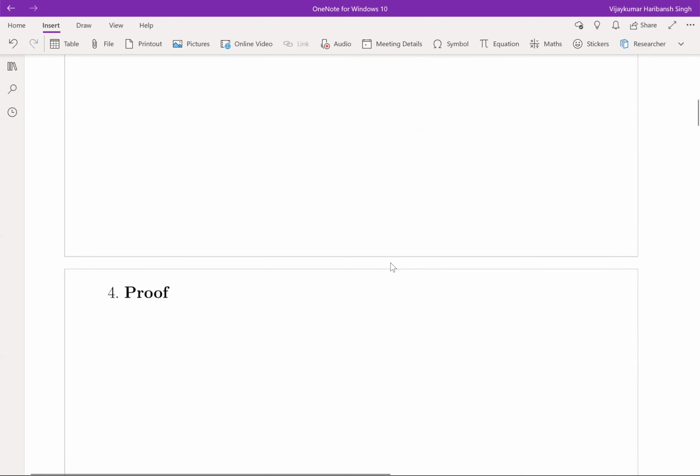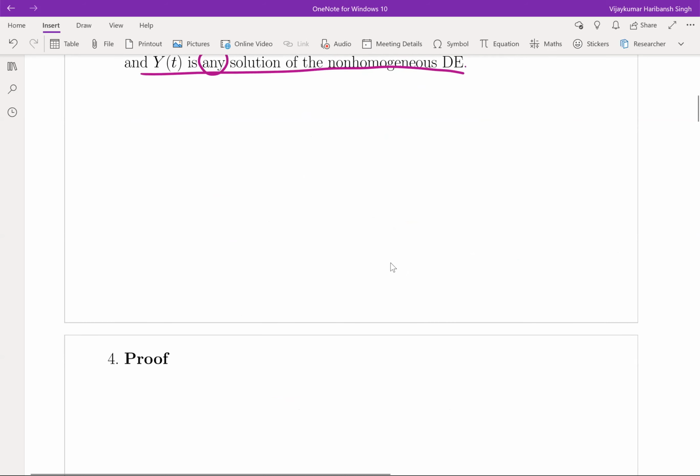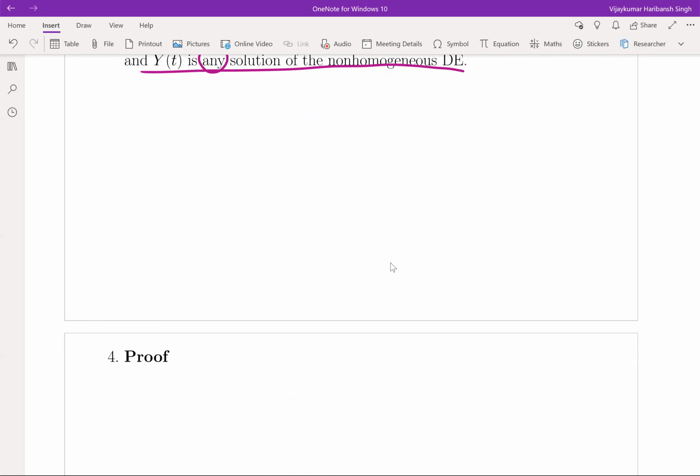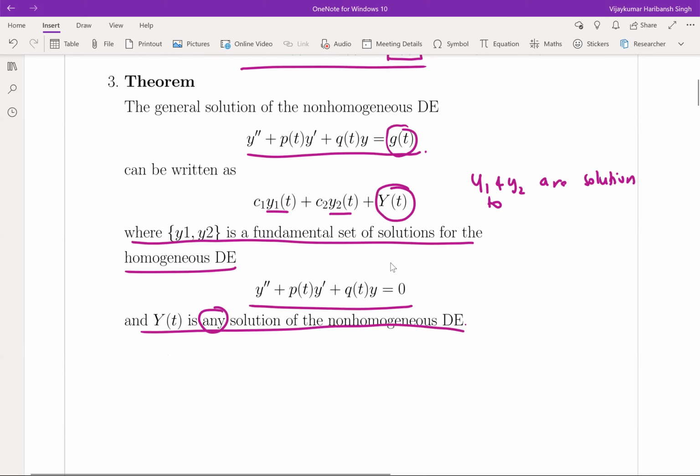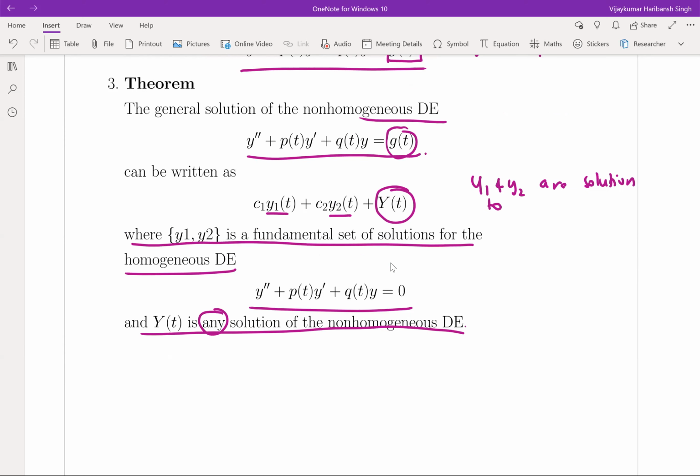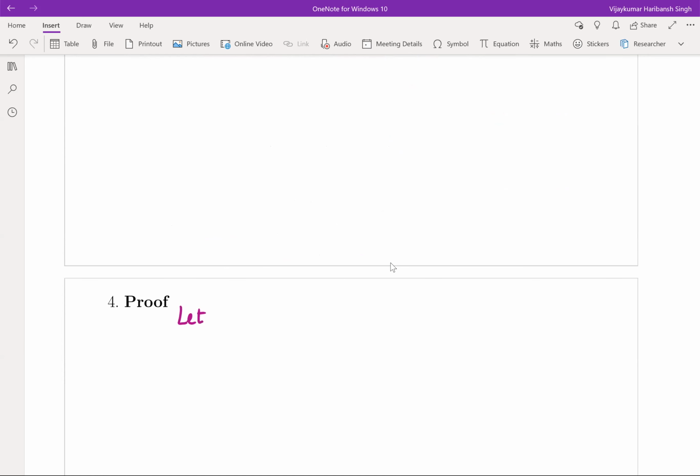Okay, so let's see the proof of this. The proof is as follows. What are we trying to prove? Let's see again that any solution to this differential equation can be written as c1 y1 + c2 y2 + Y(t). So how do we go about it? Let y(t) be an arbitrary solution to the given DE.